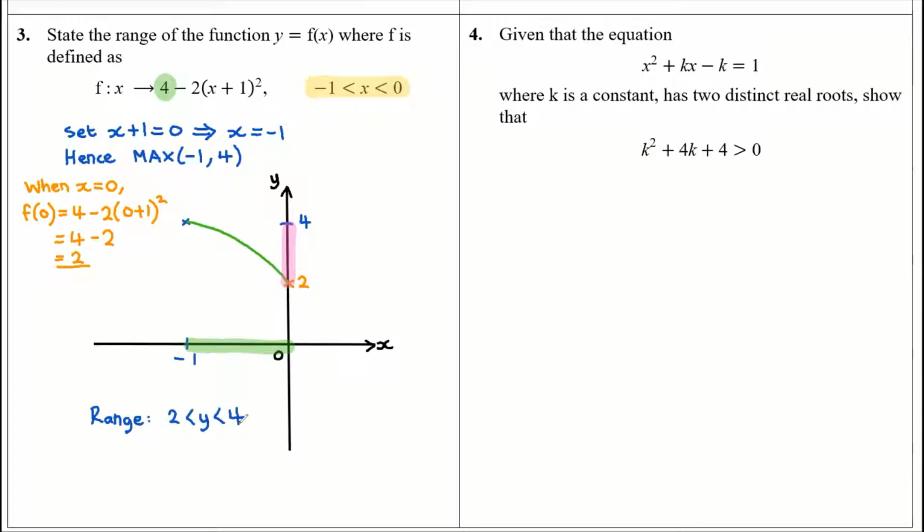Right. Now, moving on to question 4, we have an equation with a k as a constant, and it has 2 distinct real roots, and we have to show this inequality. So this is going back to our work on discriminants from year 1. So looking at our equation, what do we know about it? Well, let's just write it out and we can deduce a few things. So we have x squared plus kx subtract k.